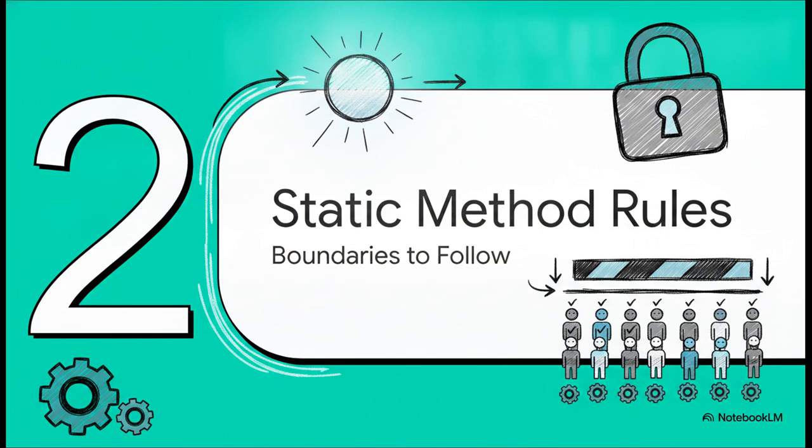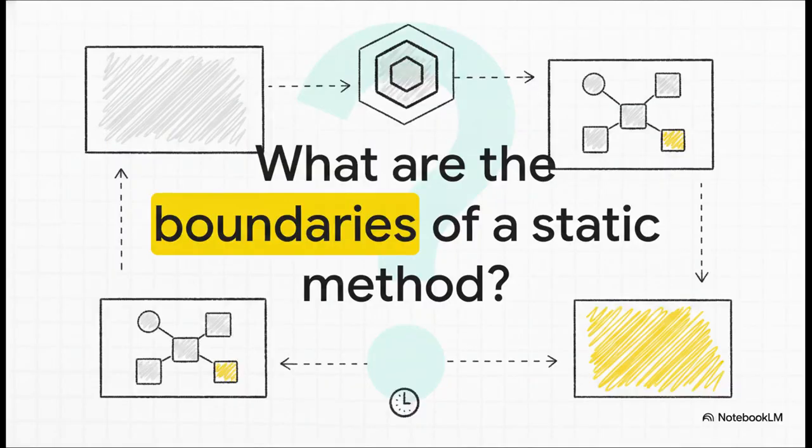Moving right along to section 2, the rules of static methods. Let's look at the boundaries we have to follow. So the power of static isn't just for variables. We can absolutely use it on methods too. Imagine you've got a function like mark attendance. If the logic for attendance is exactly the same for the whole class, it makes total sense to make that method static, so you can call it without even needing a specific student object.